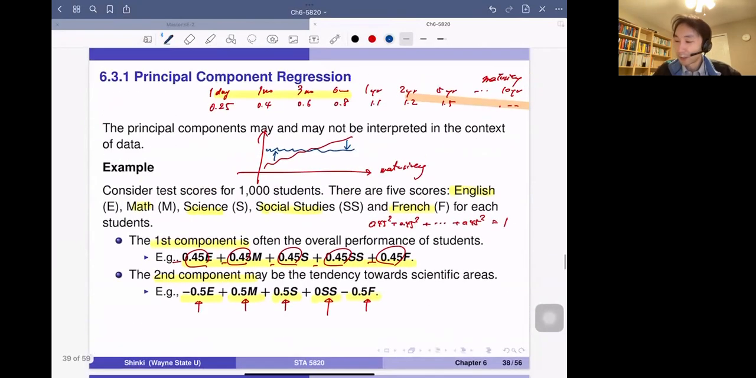So this is the idea of principal components. Next time I will discuss the mathematical algorithm for principal components.